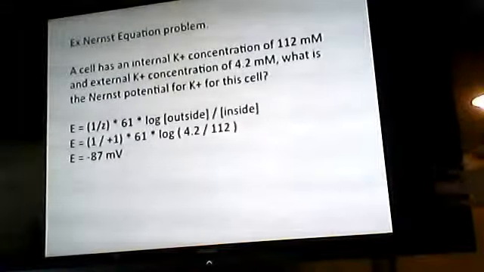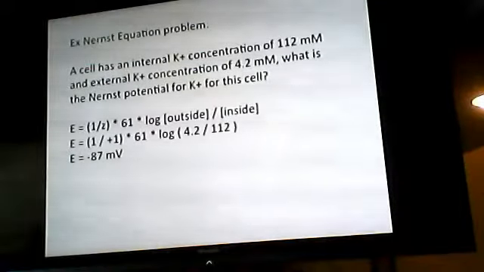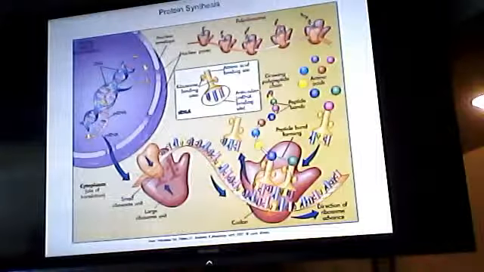Again, I'll also send you all of these slides. And if you guys aren't usually in my group, just shoot me an email so I remember to add you to my list. Protein synthesis.